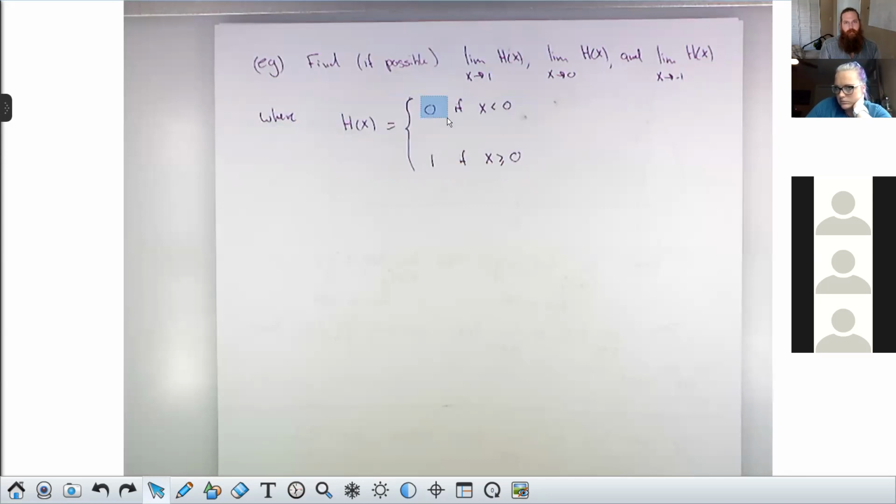H of x is equal to 0 if x is less than 0, and it's equal to 1 if x is greater than or equal to 0. This is called the unit impulse function. It's important in certain kinds of signal processing and differential equations.